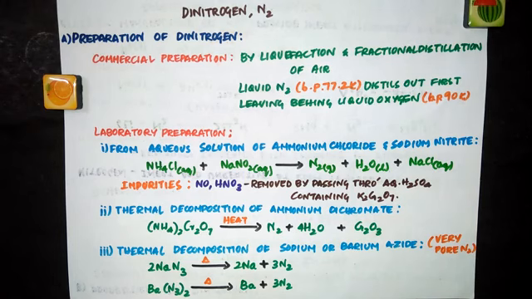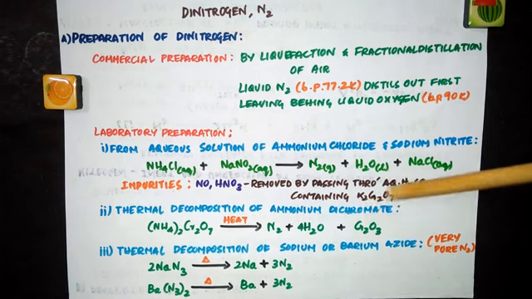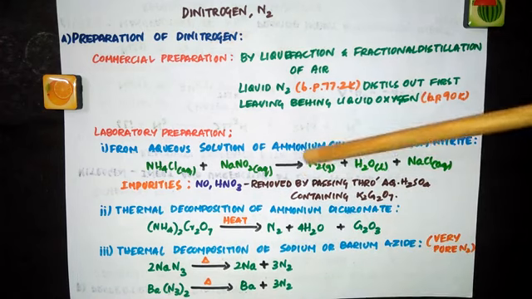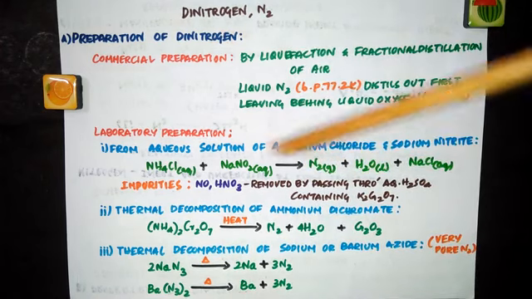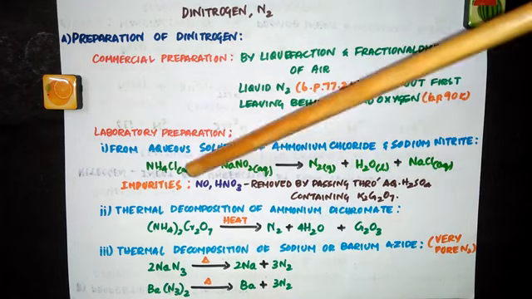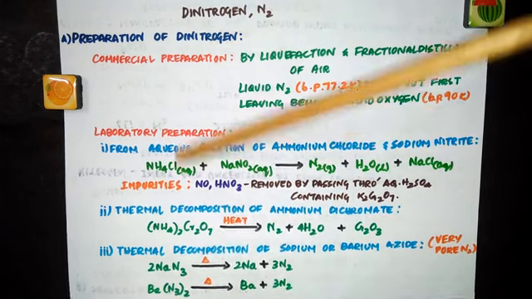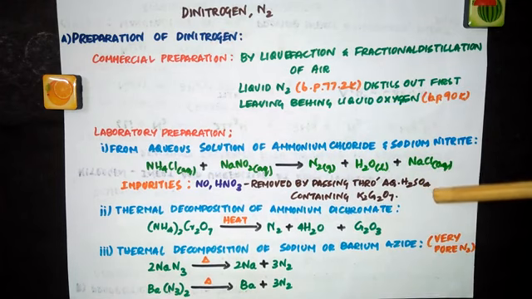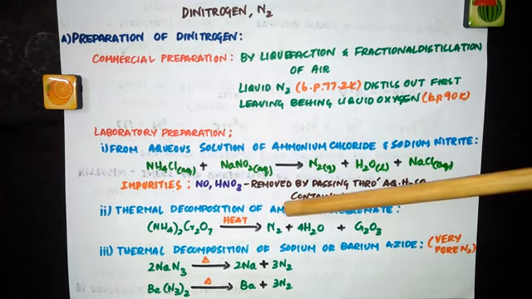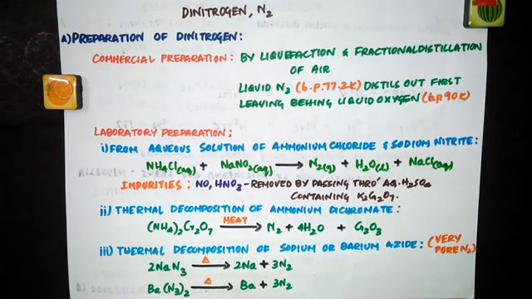These NO and HNO3 impurities can be removed by passing the gas, which means the nitrogen gas, through aqueous sulfuric acid containing potassium dichromate. When you get nitrogen by this method, it will have NO and HNO3 as impurities. So how can you remove them? You pass this nitrogen gas containing the impurities through aqueous sulfuric acid which contains potassium dichromate. In that way you can remove NO and HNO3.